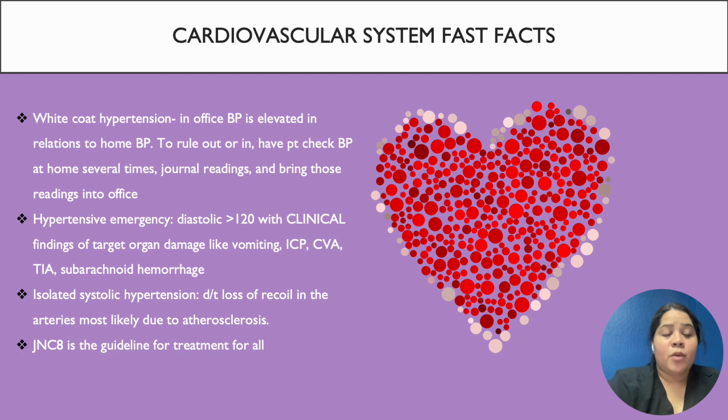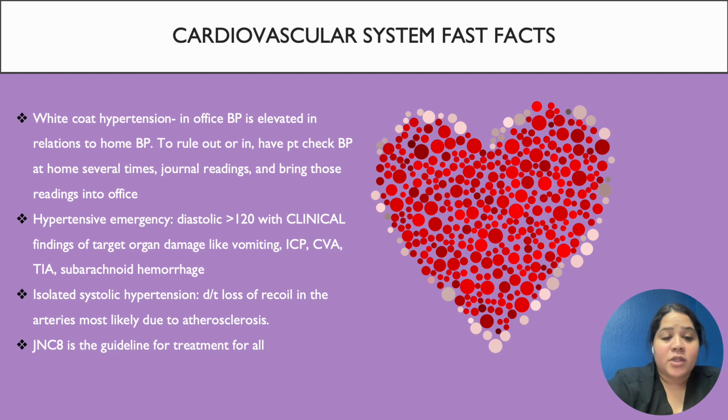A hypertensive emergency is determined to be present if the diastolic is over 120 with clinical findings of target organ damage, such as vomiting, increased intracranial pressure, a cerebrovascular accident, a TIA, or any type of hemorrhaging, usually within the brain.